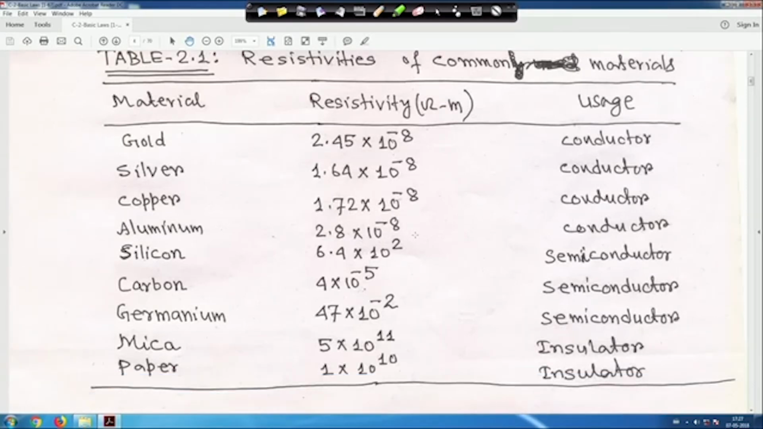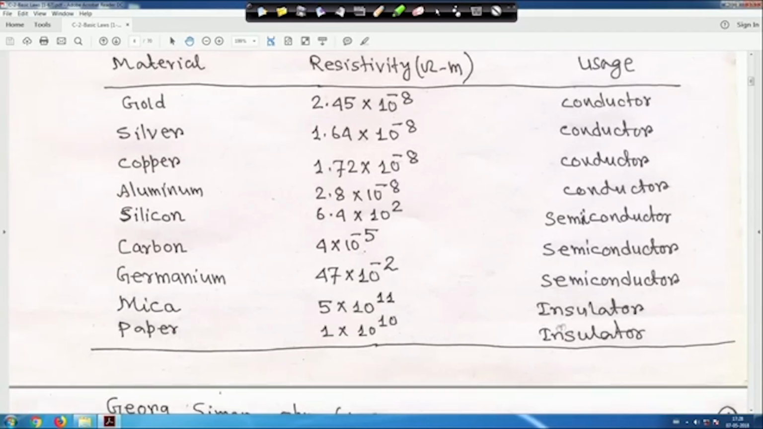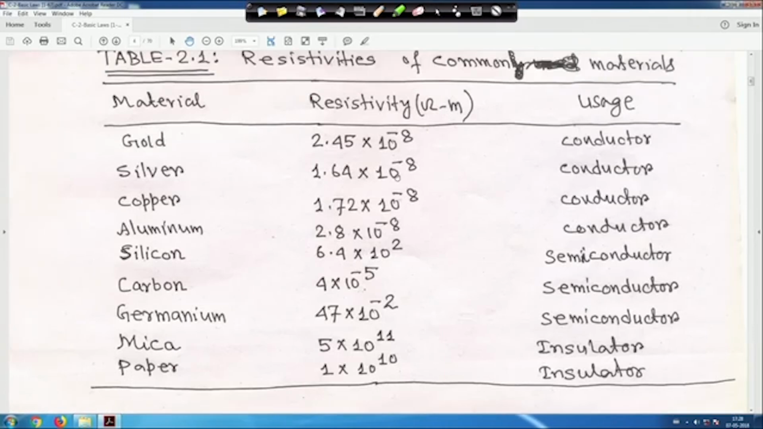The other things are semiconductors. For comparison purposes, I have given a table of conductor, semiconductor and insulator materials. Silicon is 6.4 into 10 to the power 2, a semiconductor. Carbon is 4.4 into 10 to the power minus 5, a semiconductor, and germanium is 47 into 10 to the power minus 2, a semiconductor. Mica is 5 into 10 to the power 11, and paper is 1 into 10 to the power 10, these are insulators. The unit is ohm meter. So, these are conductors, semiconductors and insulators, and their resistivity.